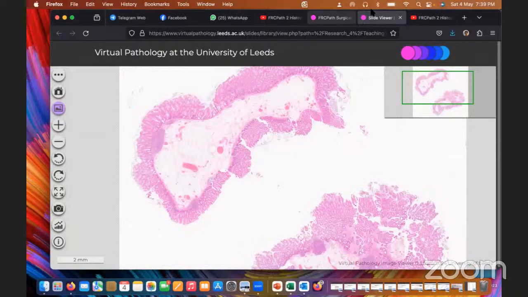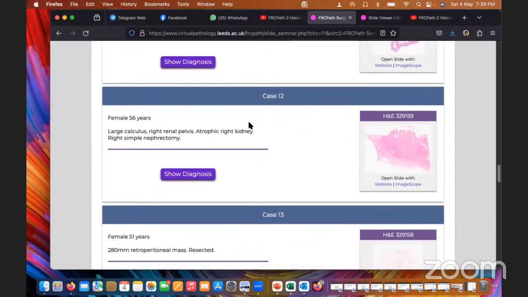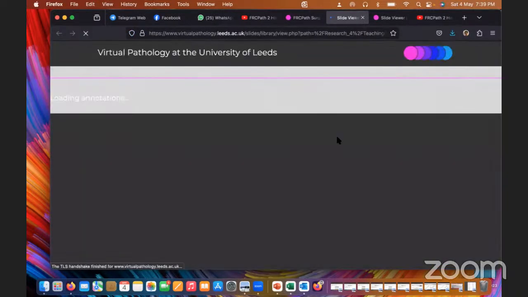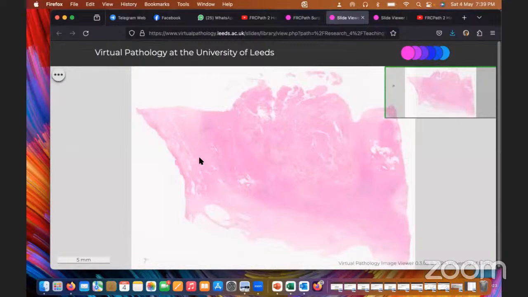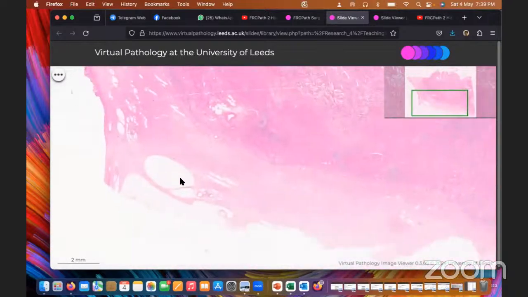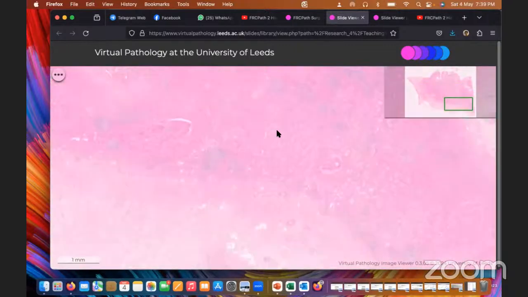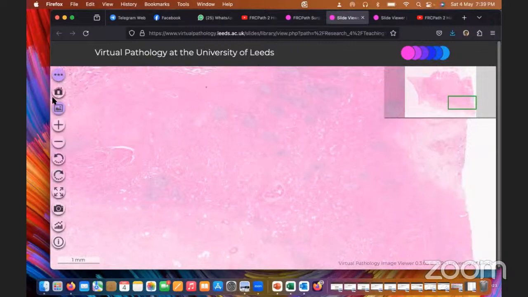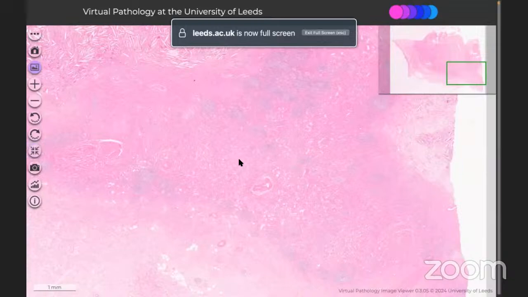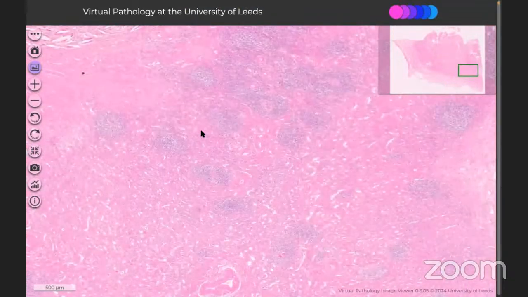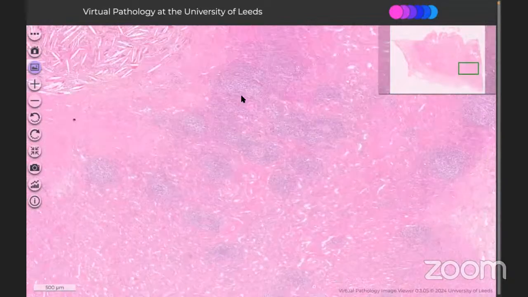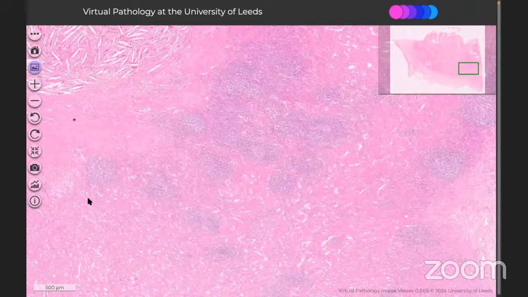Okay. So our next case is case number 12, given a 56-year-old female patient with a large calculus in the right renal pelvis and atrophic right kidney. A simple nephrectomy was done. So this is a section from the simple nephrectomy specimen. We can see the perinephric fat over here, and the renal parenchyma is infiltrated by this kind of nodular lymphoid aggregate, with formation of germinal centers.